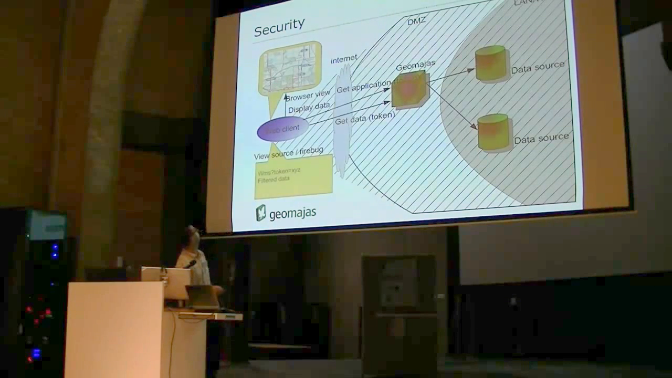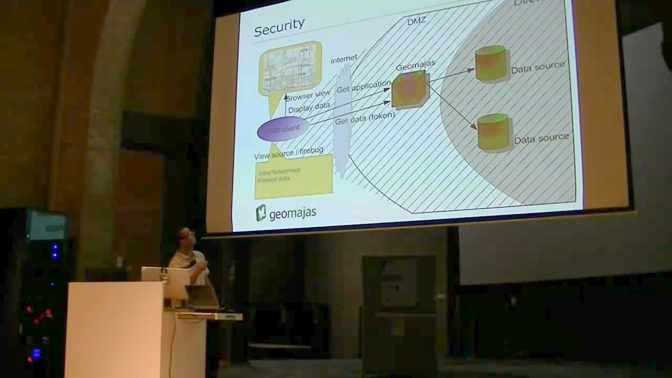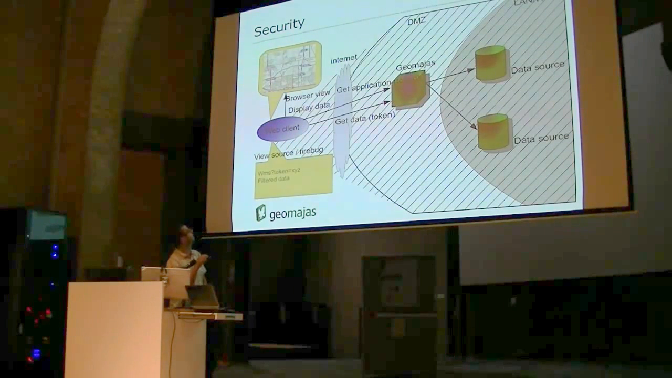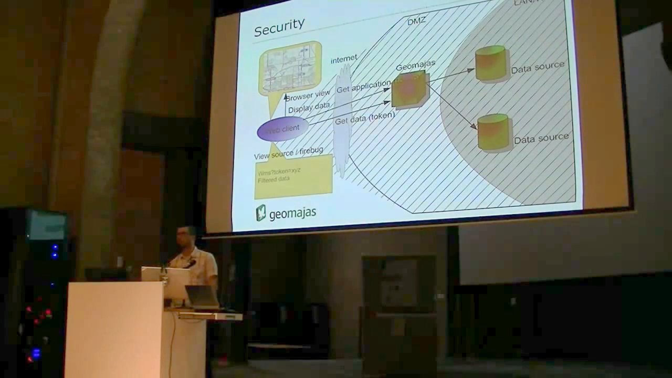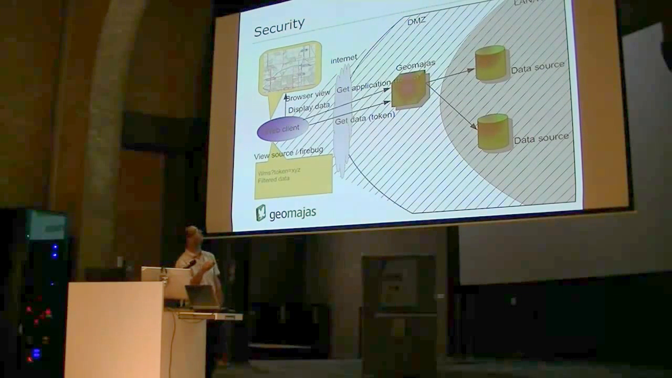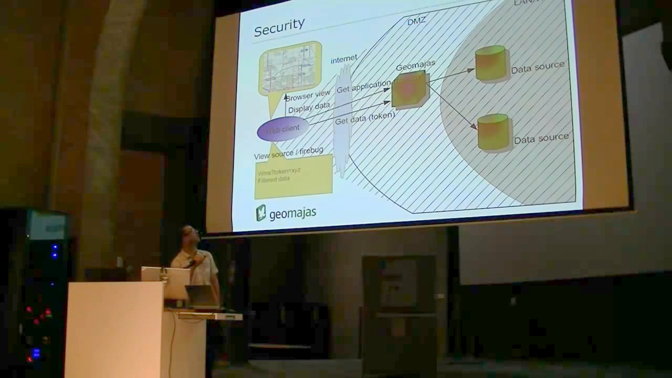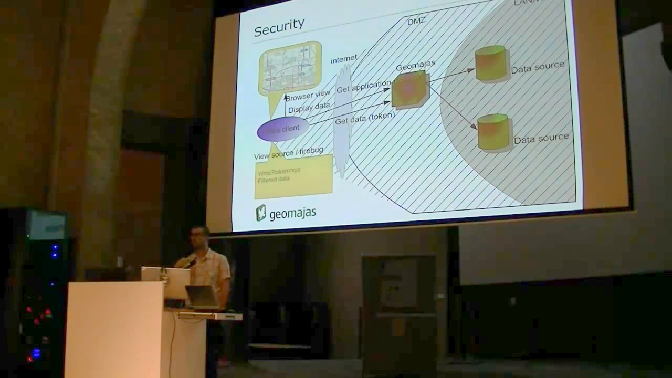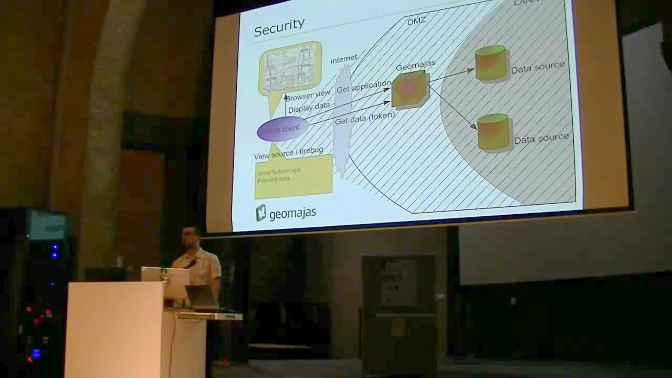Okay, for the security, how does it work? The web client communicates with the Geomajas server. When communicating, it will pass a security token to indicate what the user is allowed to do or is not allowed to do. The Geomajas server can communicate on the local or wide area network to the data sources. It will do whatever security filtering and transformations are necessary to make sure that when the data is sent back to the browser, no sensitive data is available.